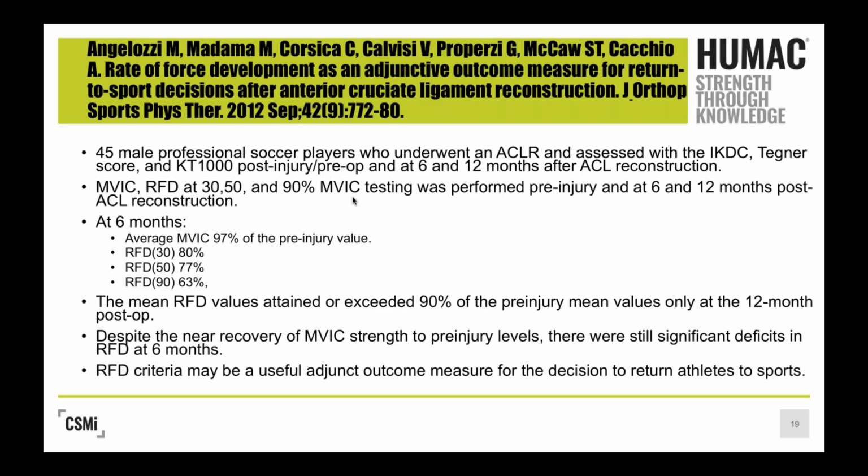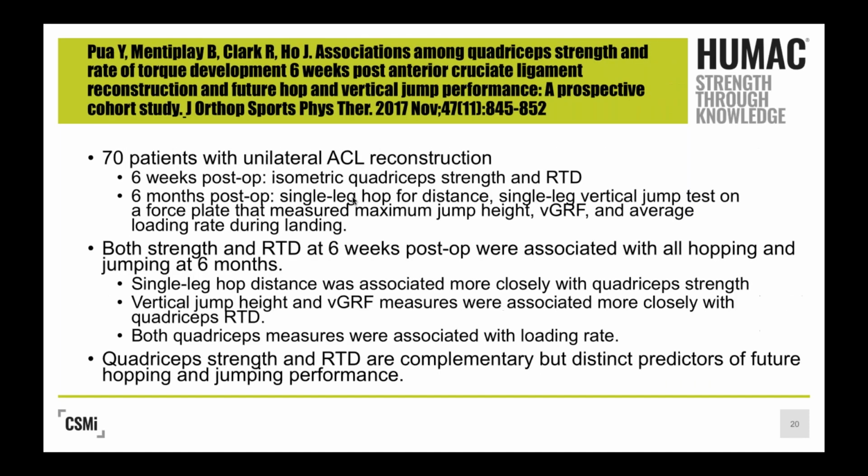And it was only at the 1-year mark that the average, or the mean, rate of force production value attained or exceeded the 90% pre-injury values. So again, despite the near recovery of strength at 6 months, they were still deficient in that rate of force production. So it's telling us that functionally, the hop test comes very quickly because you can compensate. And then strength, but even behind strength, the rate of force production, that power, lags behind a little bit.